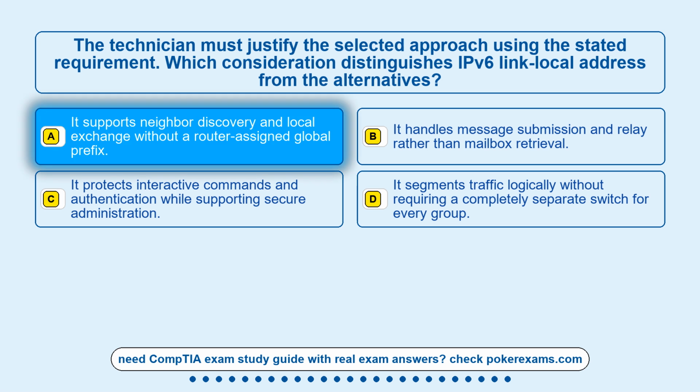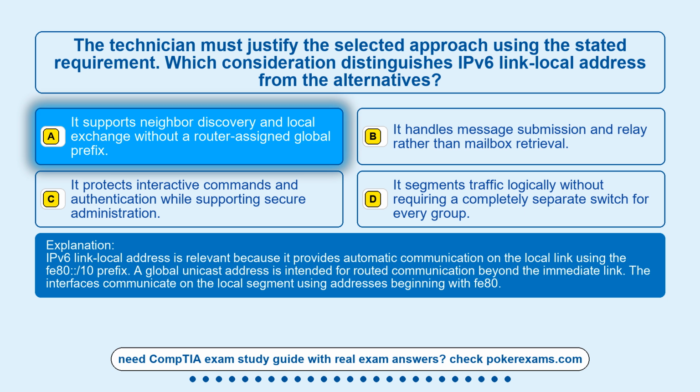The correct answer is option A. It supports neighbor discovery and local exchange without a router-assigned global prefix. IPv6 link-local address is relevant because it provides automatic communication on the local link using the FE80::/10 prefix. A global unicast address is intended for routed communication beyond the immediate link. The interfaces communicate on the local segment using addresses beginning with FE80.